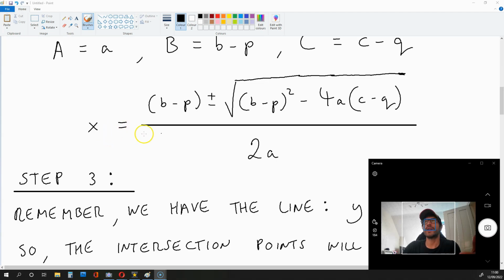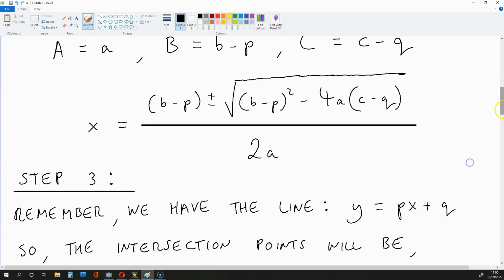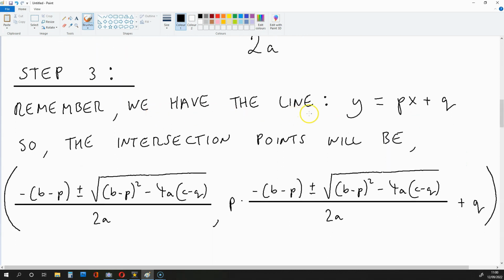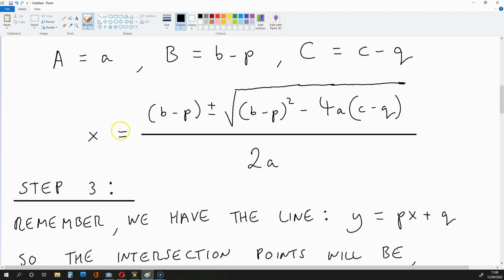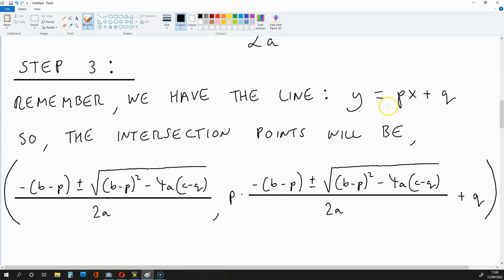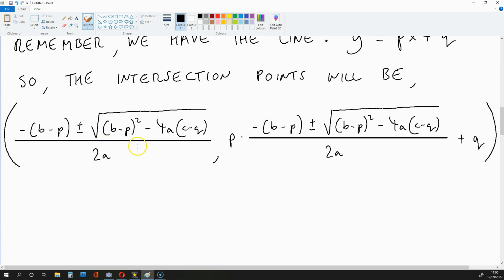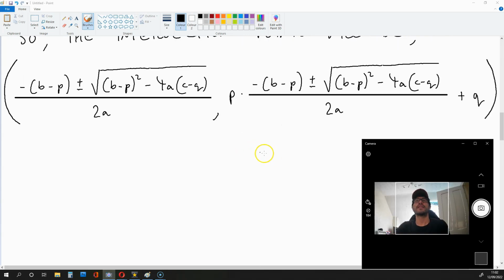So for small x we have this expression over here, and remember we have the line y equals px plus q, okay? So if we plug this value of small x into this over here, what we find is that the intersection points will be this for small x and p times small x plus q, okay? These are the coordinates of the intersections.